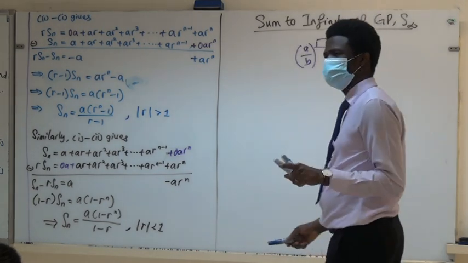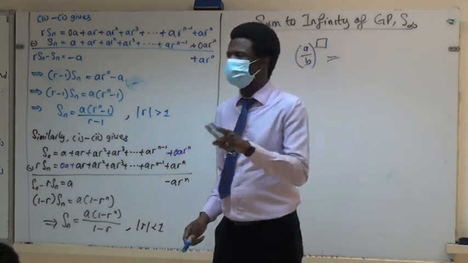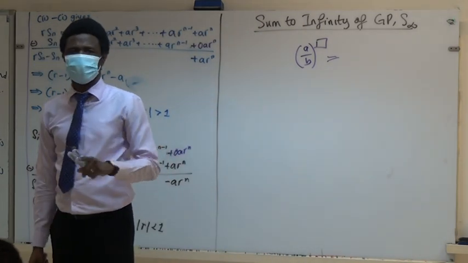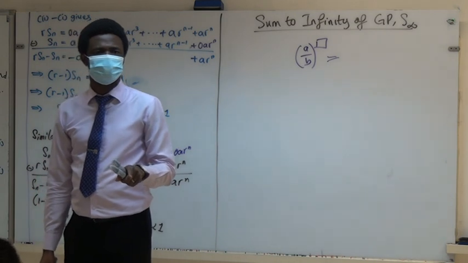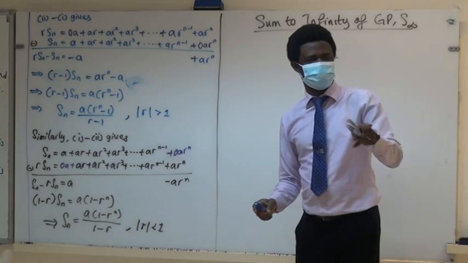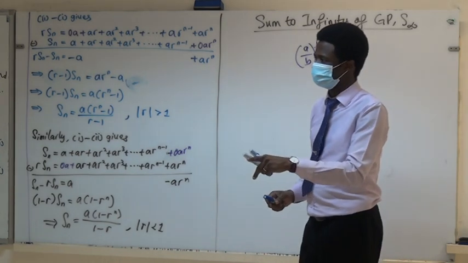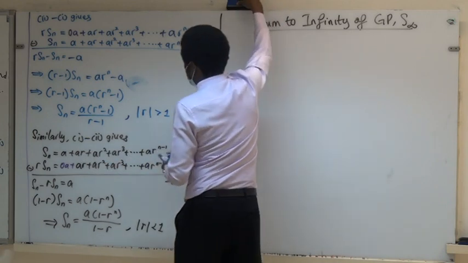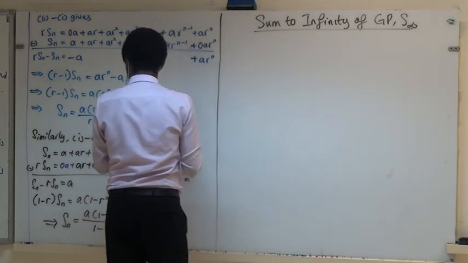It gets close to what? 0. It never touched it. It doesn't get to 0, but it's moving close to 0. Am I making sense? Did everybody notice that? Because I'm going to write something based on what you have just discovered with your calculator. So, for sum to infinity, watch this.